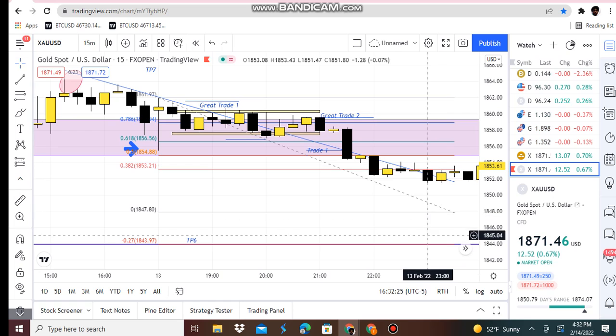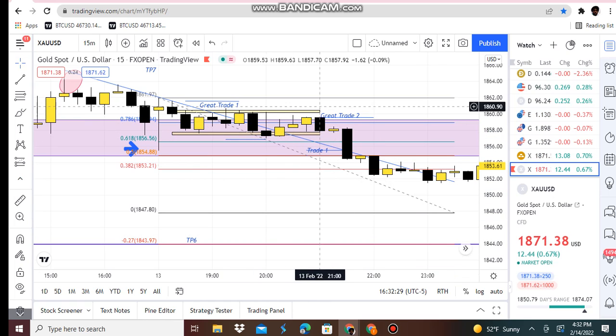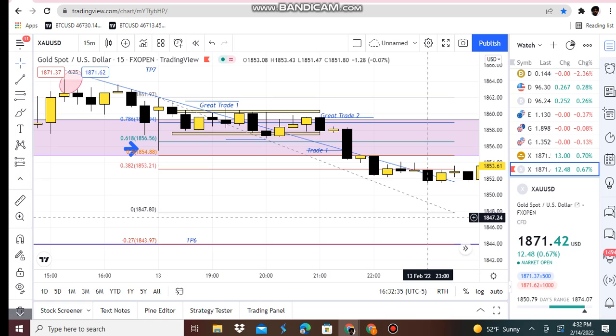Price was going to continue making structure, making what? Lower highs and lower lows, all the way down to take profit 7, all the way down to take profit 6, the 27 extension. We thought that was going to happen. That's why we draw our Fibonacci tool. We have our trend lines to help us determine which direction price is going.